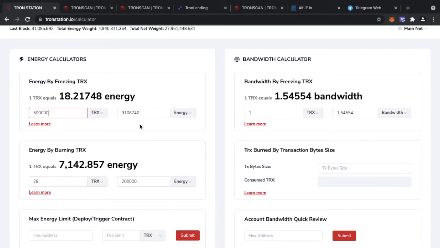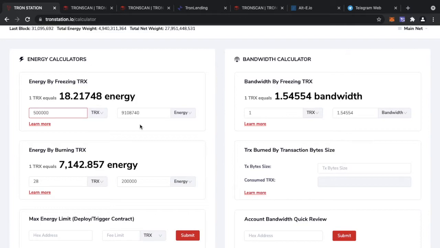So if you were to freeze 50,000 Tron, you will yield yourself just over 9 million energy. And that is enough to perform as many transactions as you want in a day within limits. So basically you could do a lot of transactions. You can claim and roll, for example, on Bankroll Flow to increase the amount of passive income you're getting and to increase your ROI rates. The same with UME. You can go on gambling dApps. You can do whatever you want on the Tron blockchain, and that will be totally free of charge.